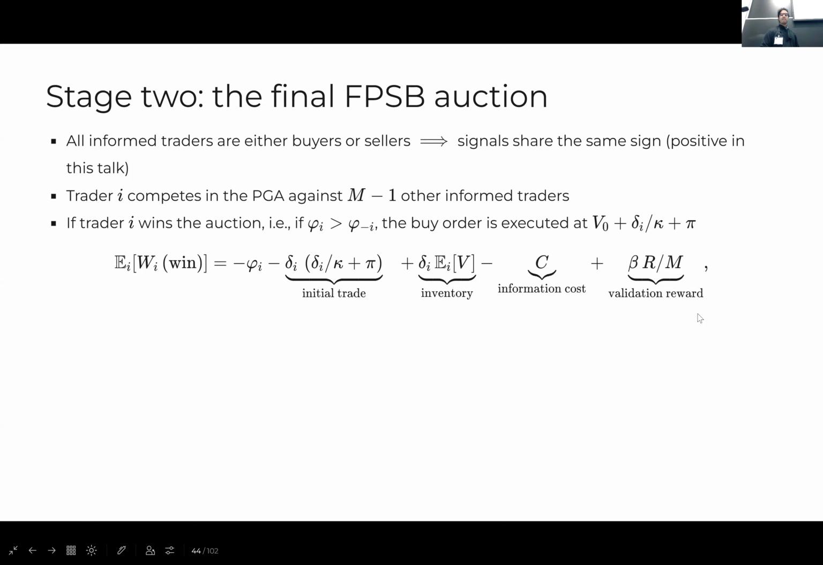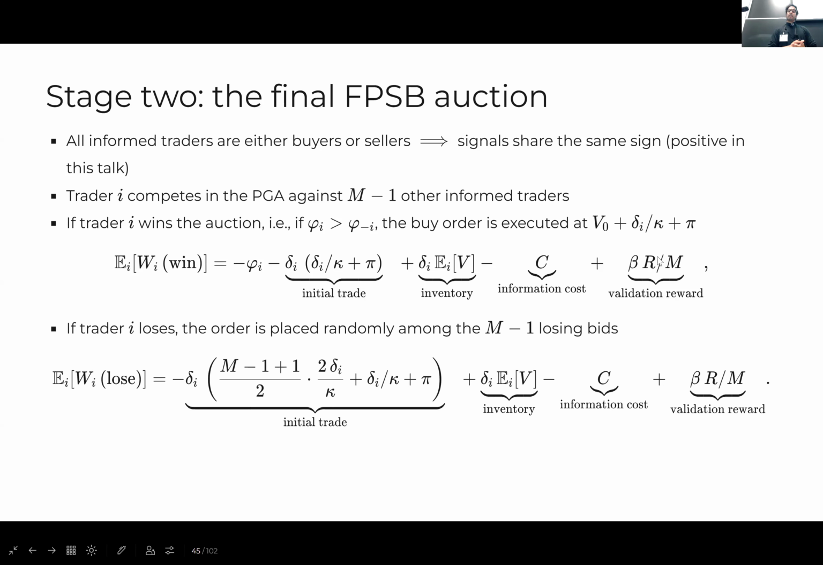So what it means is that if I win, I pay the priority fees. I trade at this price. Because here I'm buying, I have to pay cash. And I hold some inventory delta I, that I value at VI. So this is the expected value of V from my perspective, which is VI. But I pay the information cost, C, and I receive a validation reward. Beta over M is the probability that I will get chosen as a validator, and in that case I will earn R. So that's the validation reward.